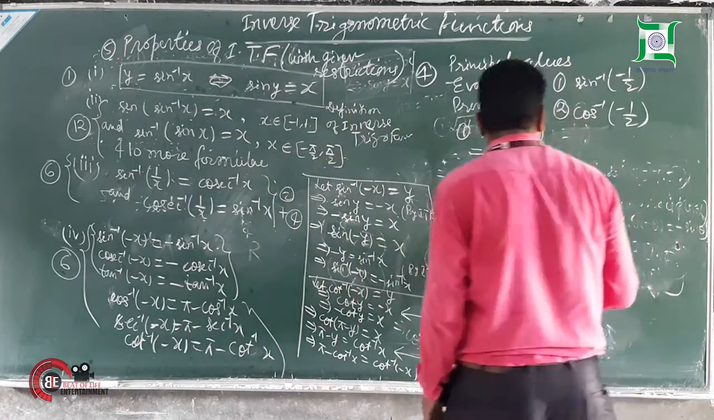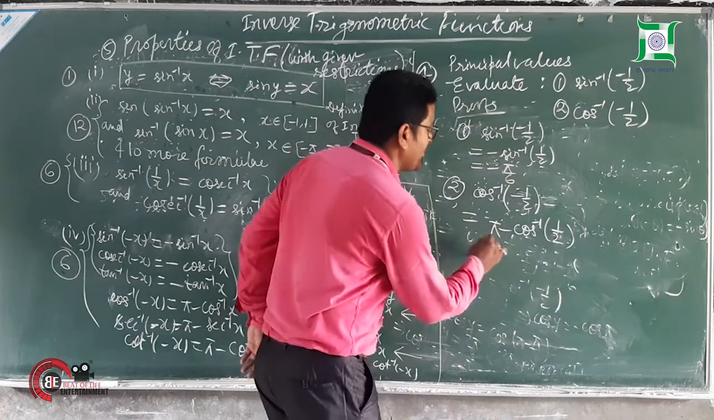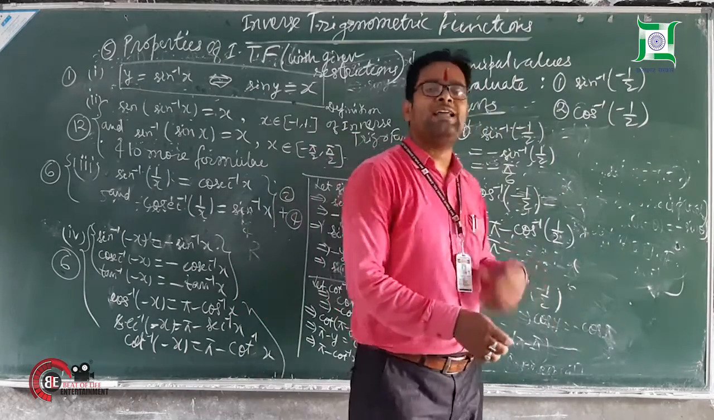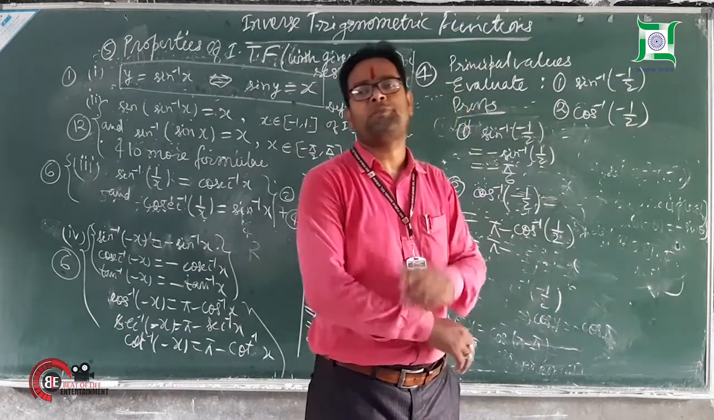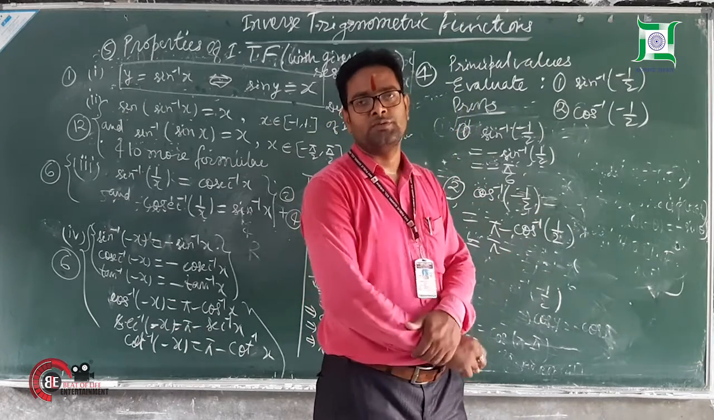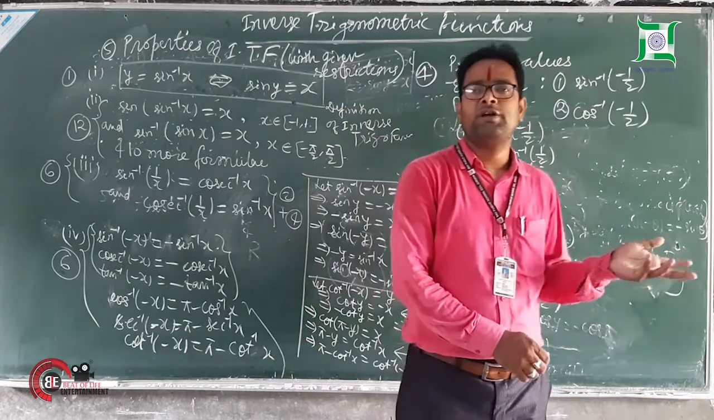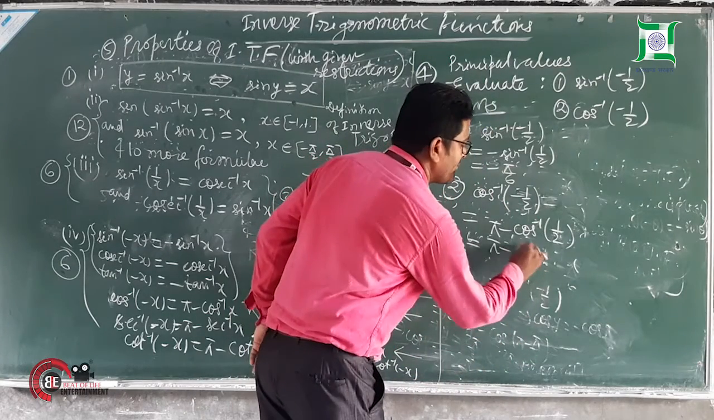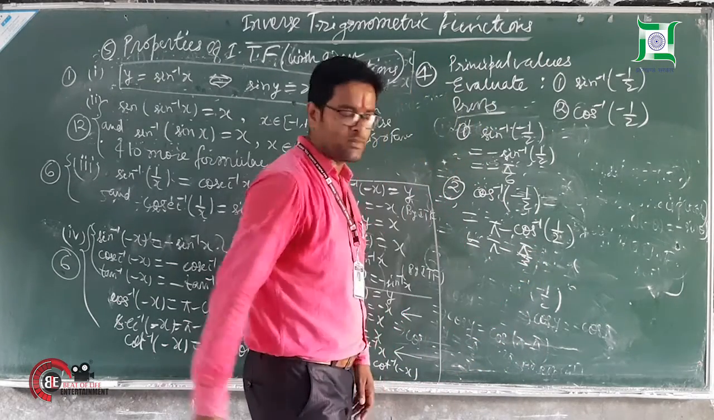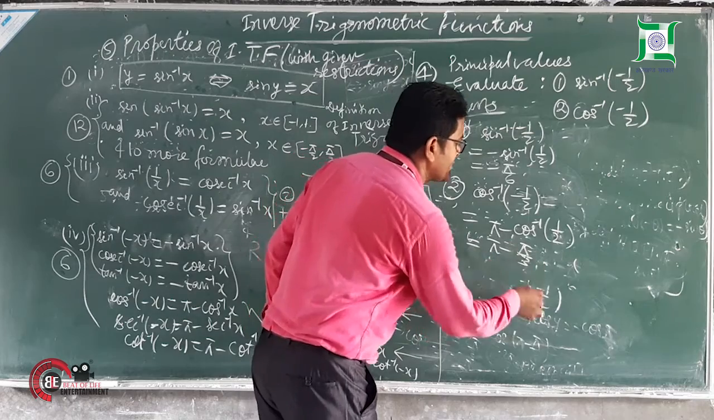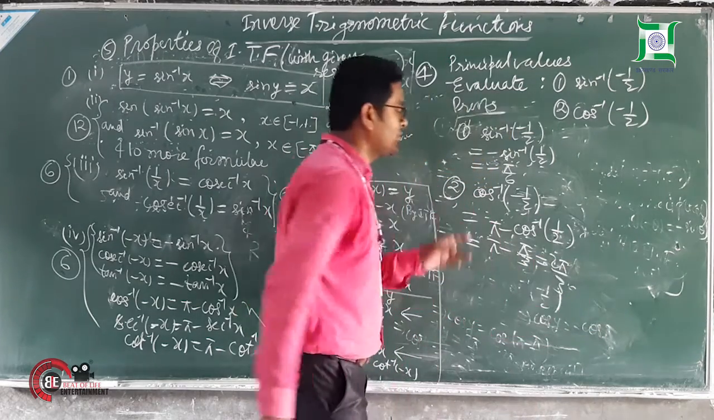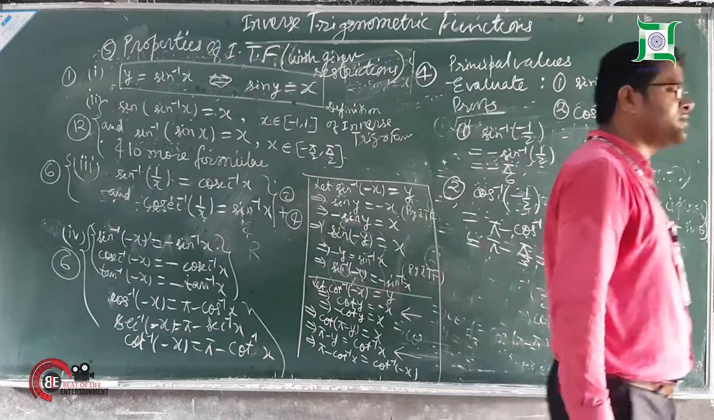Now see, pi minus cos inverse 1 by 2. Cos theta is 1 by 2 when theta is pi by 3. Cos pi by 3 is 1 by 2. So we can write it here, pi minus pi by 3. Now tell me the result, pi minus pi by 3 is 2 pi by 3. Again you see, within 2 steps I have answered this.